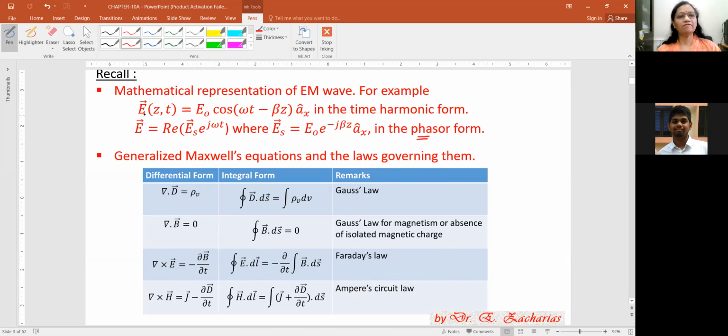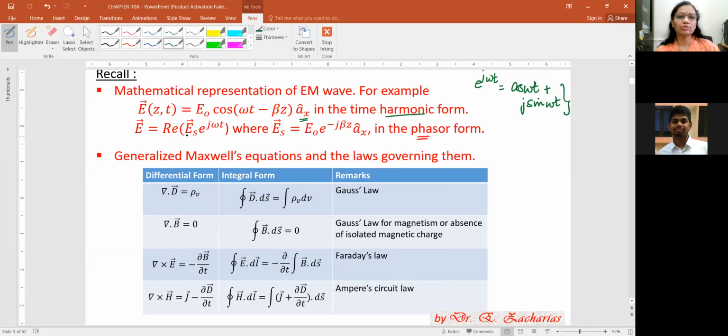For example, if you have the electric field of an electromagnetic wave as E(z,t) equals E naught cosine of (omega t minus beta z), with the electric field along the a_z direction, that means it has only the z component, but it is propagating along the positive z direction. If this is your time harmonic form of the electric field, it can be represented in the phasor form you have seen previously as the real part of E_s e to the power of j omega t. For example, e to the power of j omega t can be written as cos omega t plus j sine omega t. This is simply the logic for writing a cosine function as the real part of an exponential.